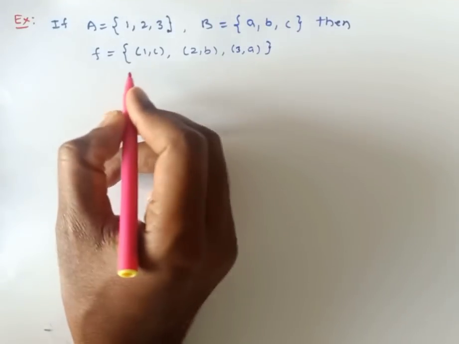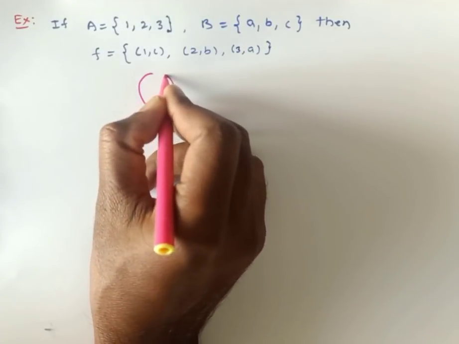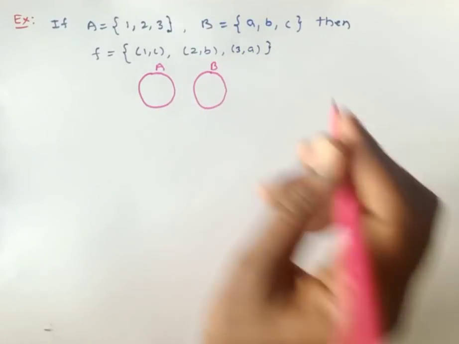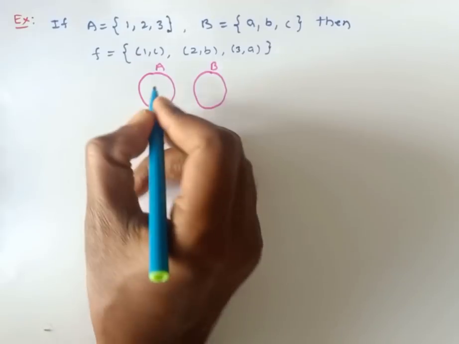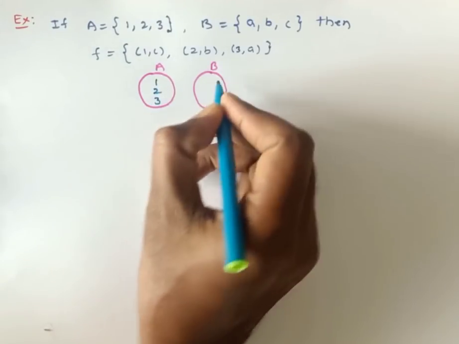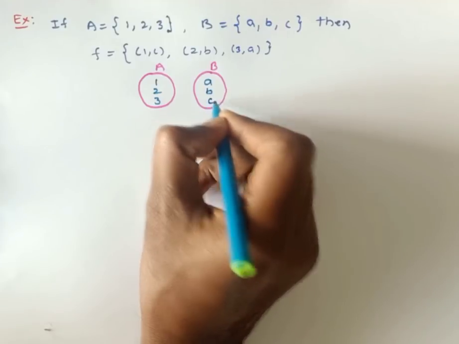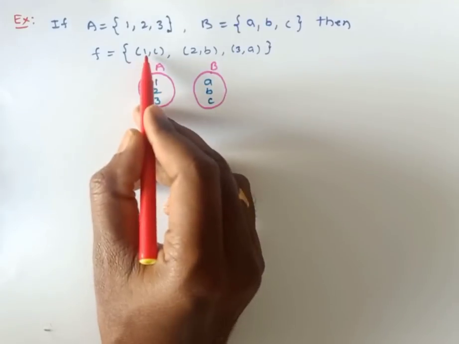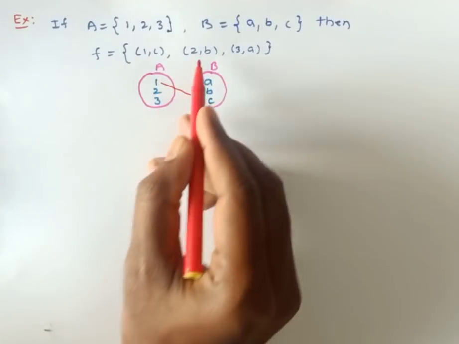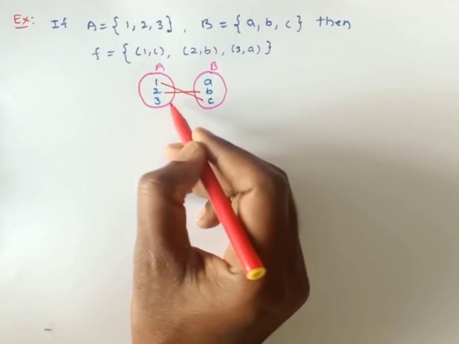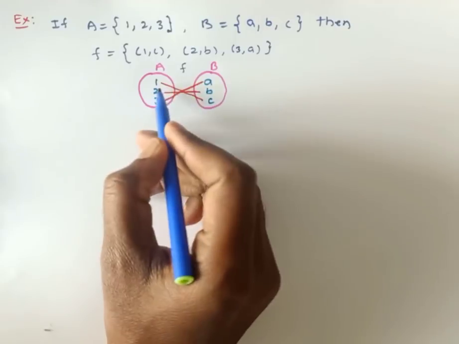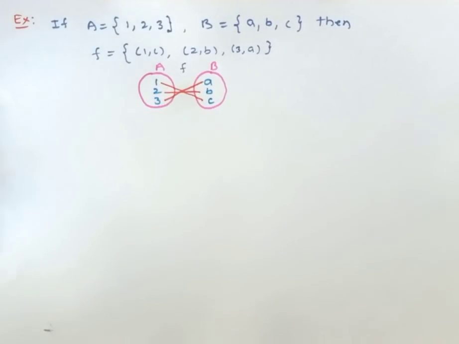By using a tree diagram, we can write this as set A and set B. A contains the elements 1, 2, 3 and B contains the elements a, b, c. Using this relation, we can map the elements: 1 is mapped to c, 2 is mapped to b and 3 is mapped to a. Now F is a relation from A to B and it satisfies the conditions of a function also. So F is a function from A to B.